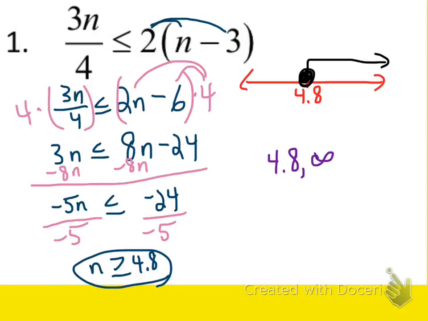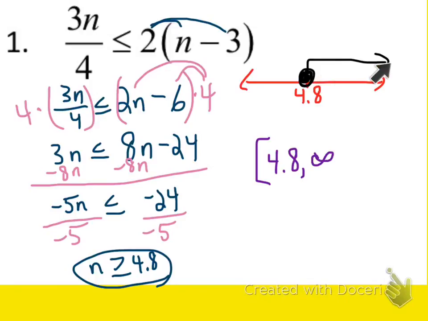Well, we always go from the smallest number to the greatest number. So the smallest number in this solution is 4.8. Like I said, it includes 4.8, and then it goes on to positive infinity. So the smallest number is 4.8. The largest number, since it goes on forever, is positive infinity. This is a closed circle, so the solution includes 4.8. So that gets a bracket.